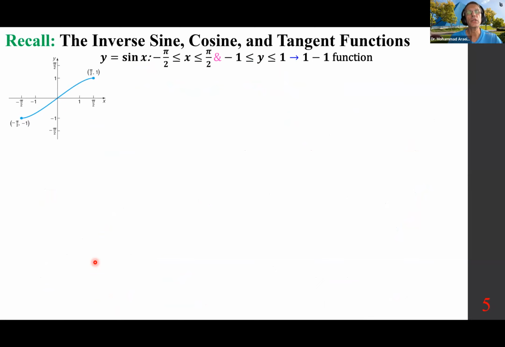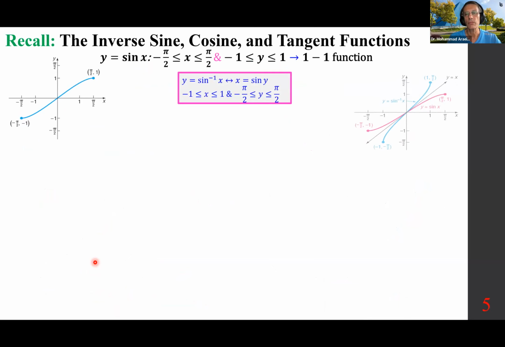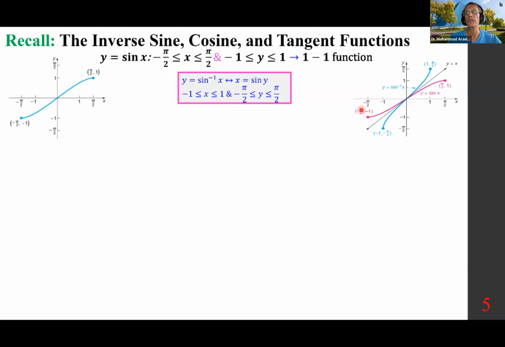Therefore, you restrict the domain to make it one-to-one, and it creates inverse trig functions. Therefore, you have to remember the restriction. We put the restriction, for example, on sine from minus pi over 2 to pi over 2. The range, of course, you want to cover all the range, which is negative 1 to 1, and it gets reversed in the case of an inverse function. So you want to be careful with that.